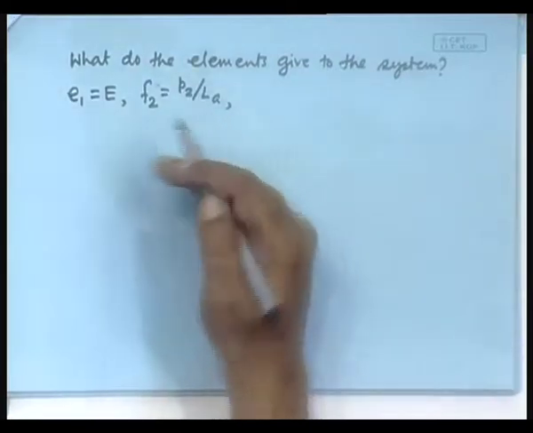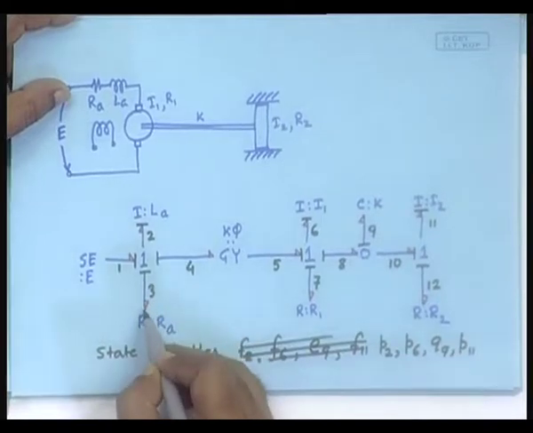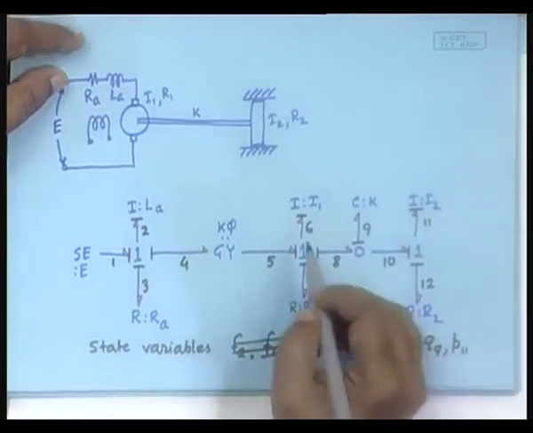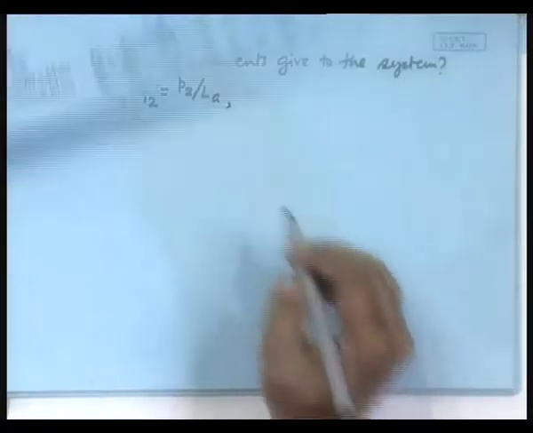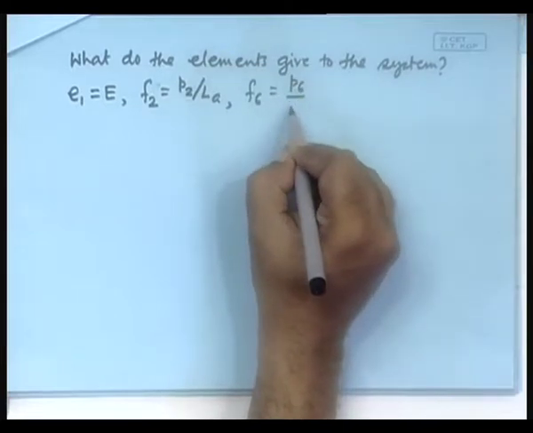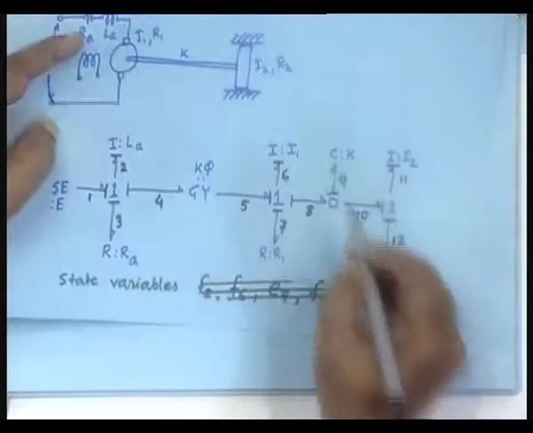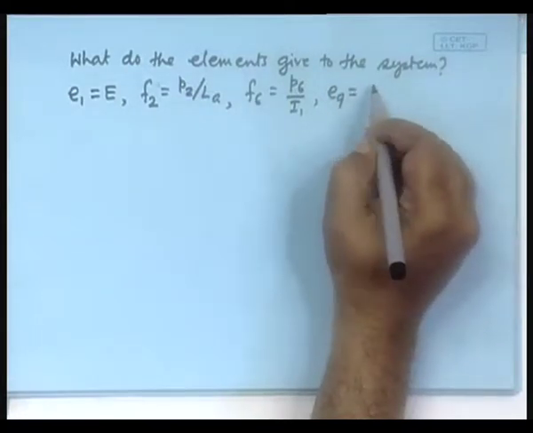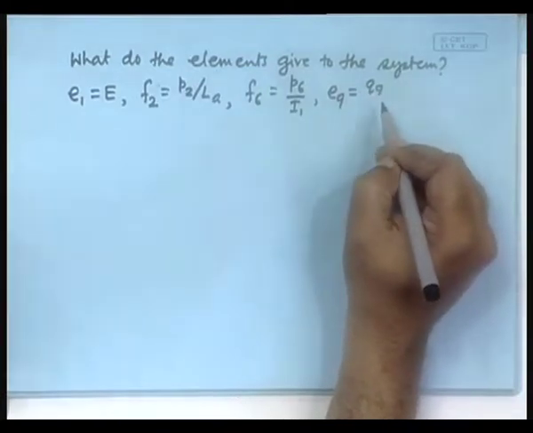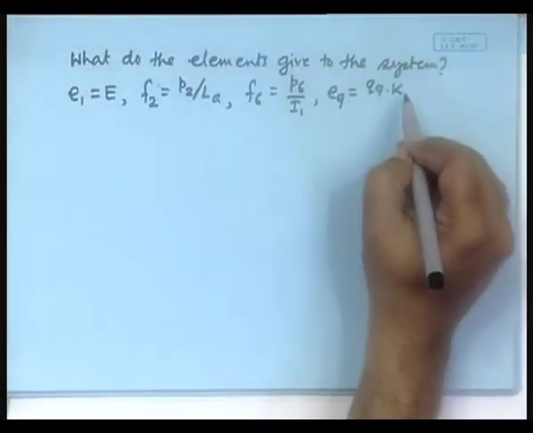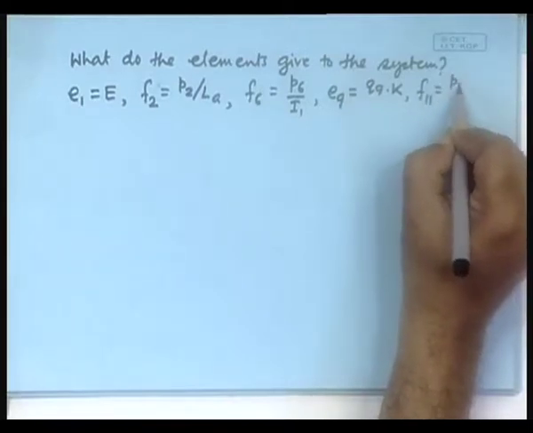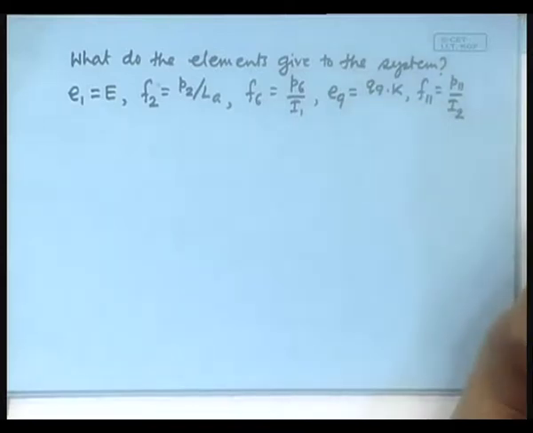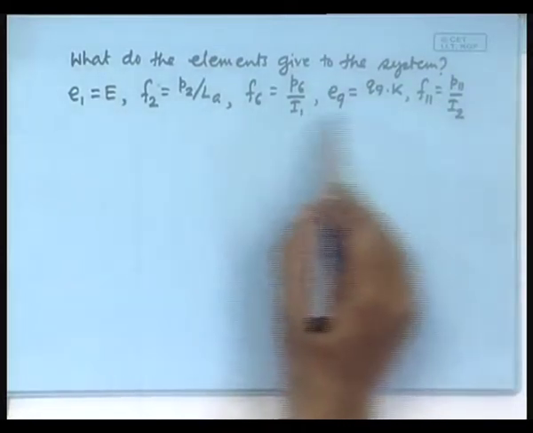I am just writing with commas so that we conserve space. Let us finish the storage elements first, it will be easier. F6 is equal to P6 by I1. E9 is Q9 times K. And F11 is P11 by I2. So, we have done it for all the storage elements and the source.